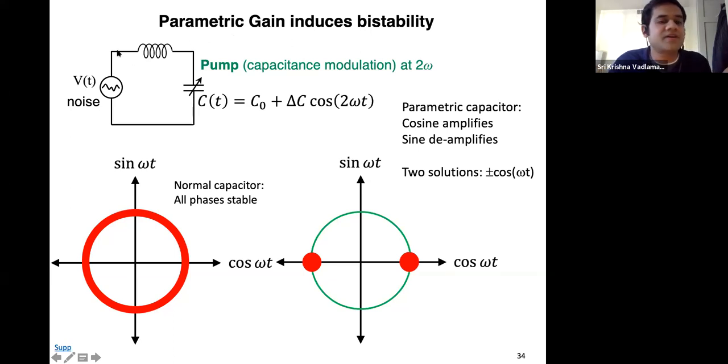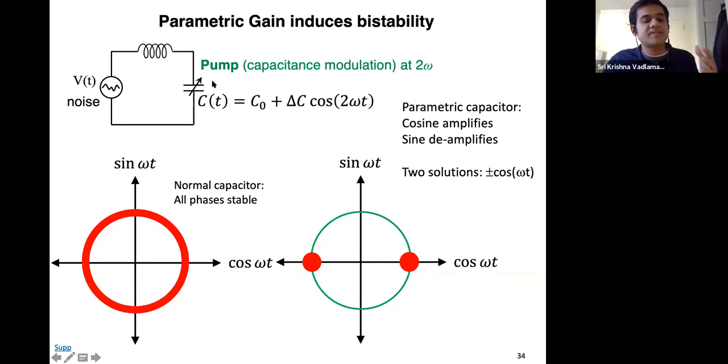So let us assume we have a simple LC circuit. So this is some noise voltage. You have a standard linear inductor, and let us assume for now that we have a standard linear capacitor. The oscillations in this can take on any phase. So we have some sinusoidal oscillations, which is a sine(omega t plus phi). The phi could be anything. So any point on this circle, if you fix the amplitude, is a valid solution.